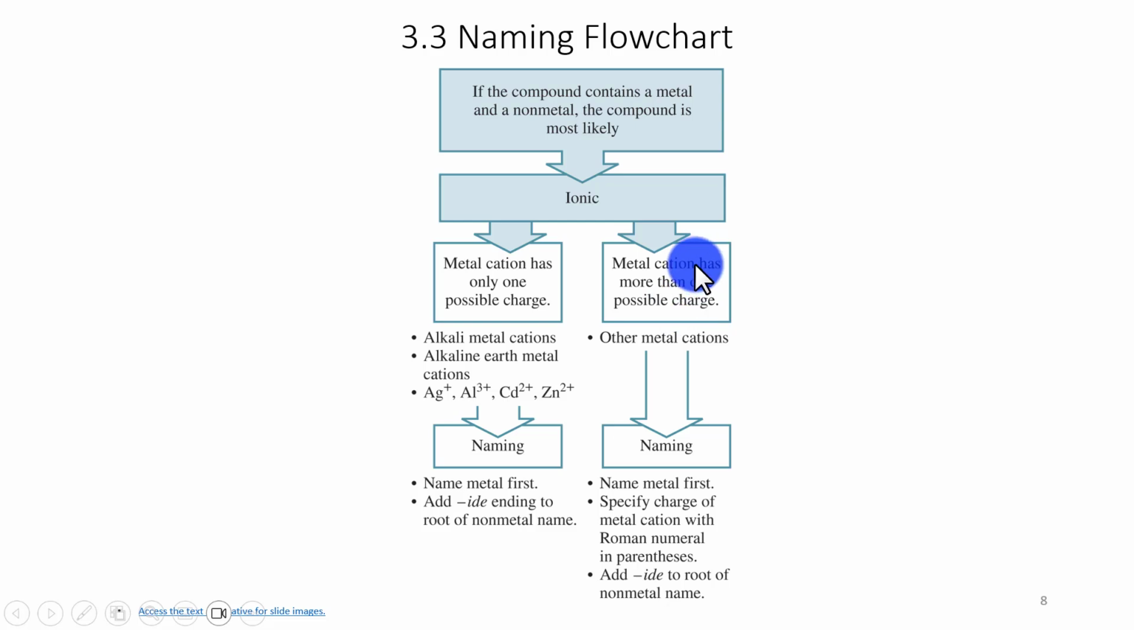If my metal cation can form more than one possible charge, typically the other transition metals, then we name the metal, specify the charge by a Roman numeral in parentheses, then write the name of the anion just like we do for type 1, by adding IDE to the root of the element name.